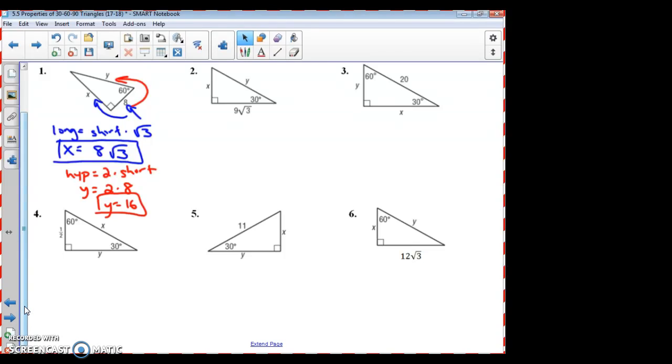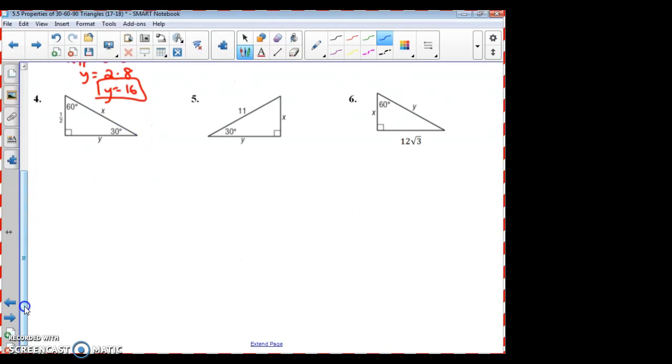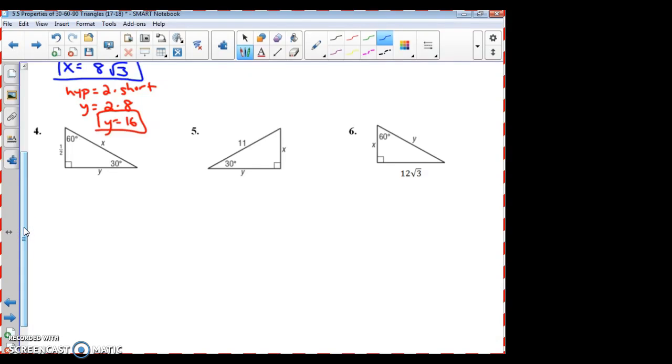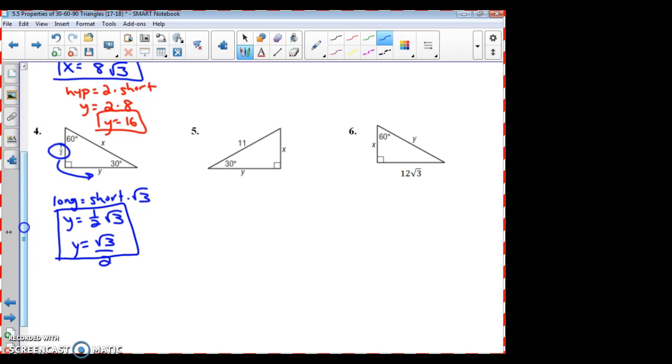Okay, so you've tried number 4. Taking a look to see if you are correct, we have the short leg. To find the long leg, we know long is the short times the square root of 3. So y equals 1/2 times the square root of 3. You could leave it like that. Many people will write it as the square root of 3 over 2.